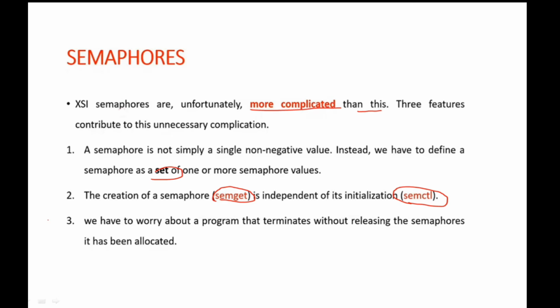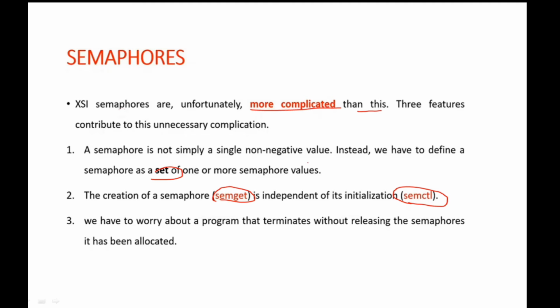The first problem is that a semaphore is not simply a single non-negative value. Instead, we have to define the semaphore as a set of one or more semaphore values. When we create a semaphore, we specify the number of values in the set. The second problem is that the creation of the semaphore, semget, is independent of its initialization, semctl.